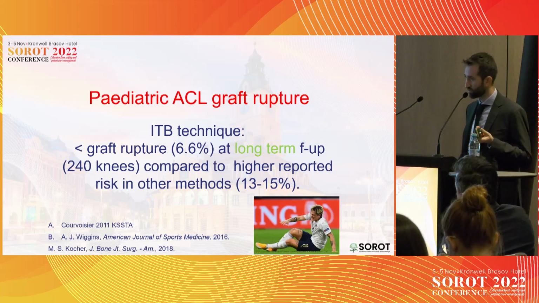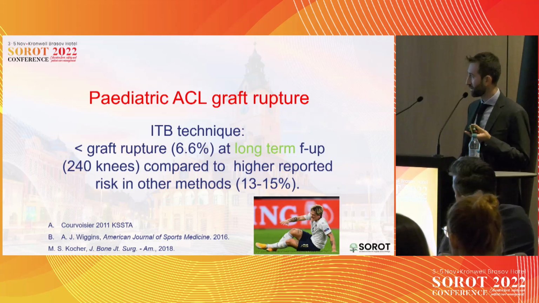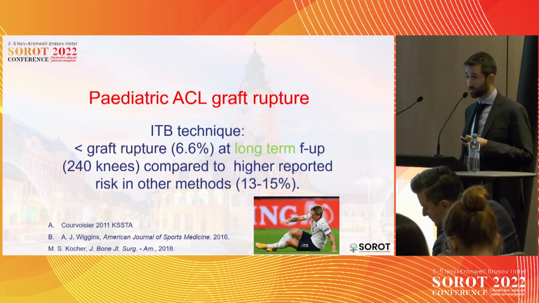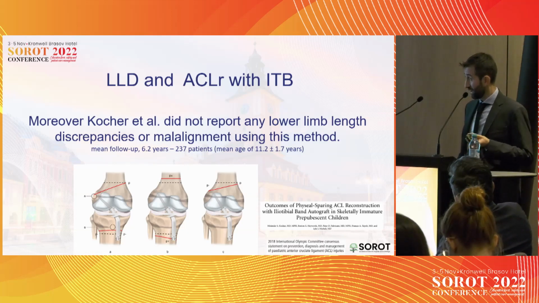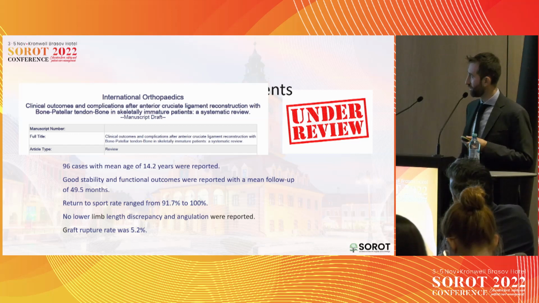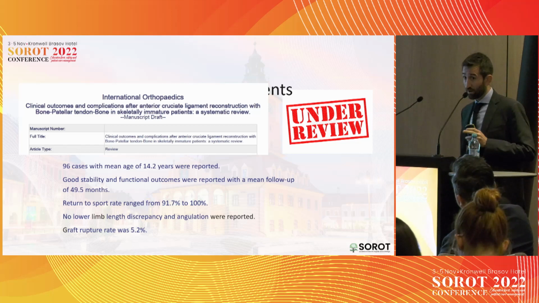Then the rupture rate, that is a dramatic point for our kids, because in some series it is quite high, but the ITB technique presented by Kocher shows a long-term low rupture rate. And they don't describe lower limb discrepancies in their series. Of course, there are other options again. We should consider BTB in adolescents, but we are doing a systematic review.